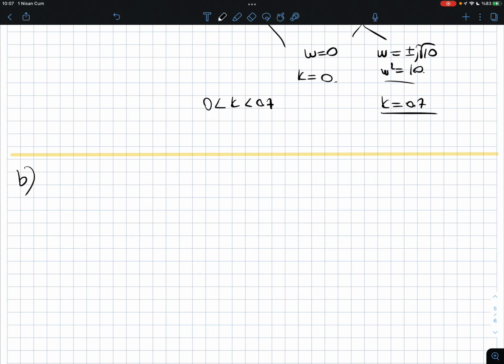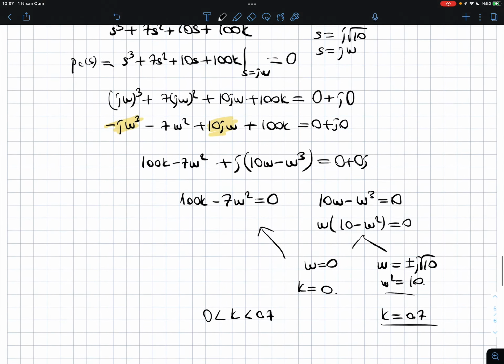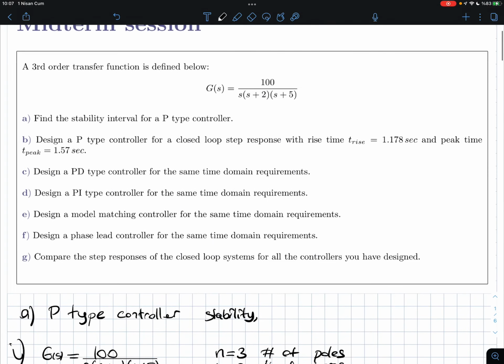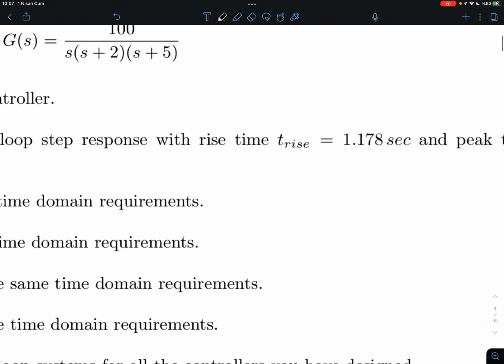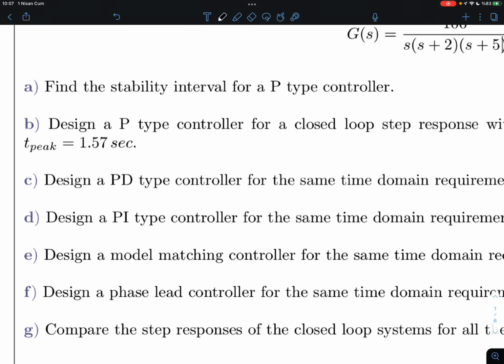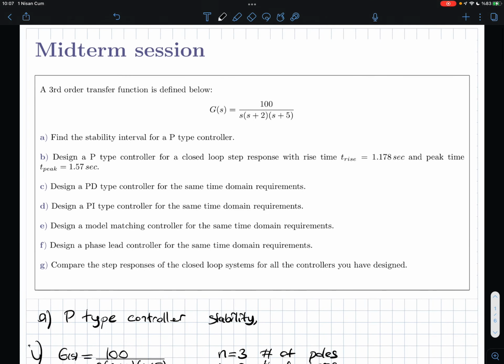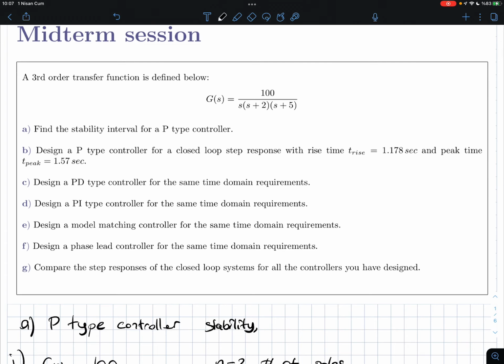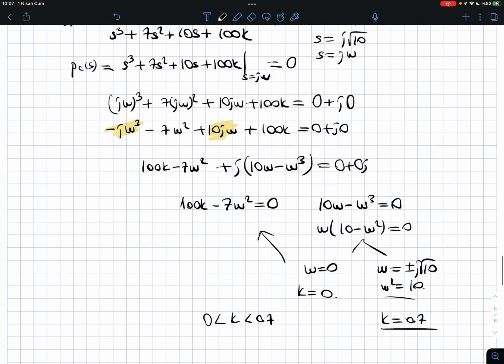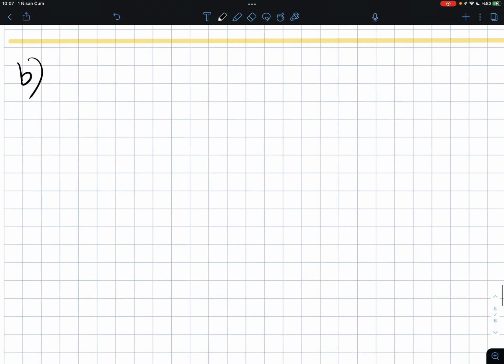B. Now the requirements are a bit different than usual, because I wanted to point out what the peak time looks like or what the rise time looks like. So we have rise time 1.178 seconds and peak time 1.57 seconds. So if you don't remember the formulas for these, this is a good occasion to remind you.